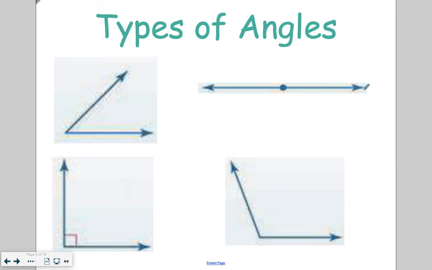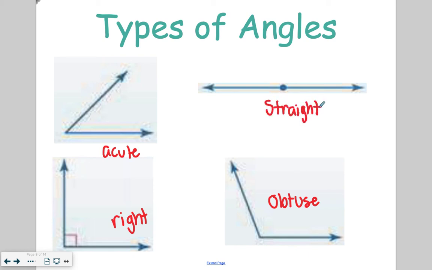Next thing we're going to do is talk about classifying triangles. One of the ways to classify triangles is by using the angles. So just a quick recap. This is an acute angle. We've got our right angle, which is exactly 90 degrees. We've got our obtuse angle, which is bigger than 90. And then we have our straight angle.